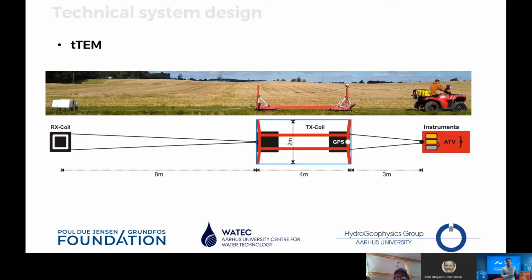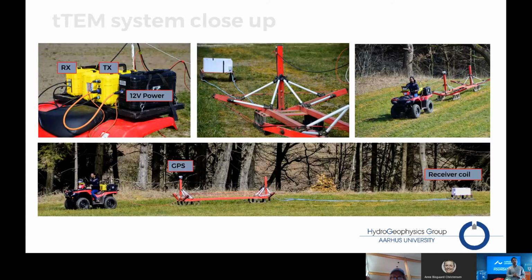And the whole platform, together with the receiver and transmitter, is towed by an ATV. And you can see on the top of the ATV there are yellow boxes, and these are our instruments. Here in this picture, you can see close-up looks of our instrument. In the top left picture, you can see there are 3 yellow boxes. There is one in the middle.